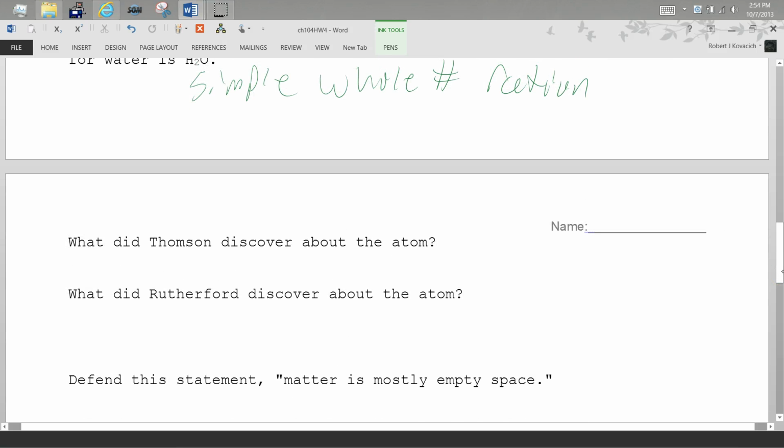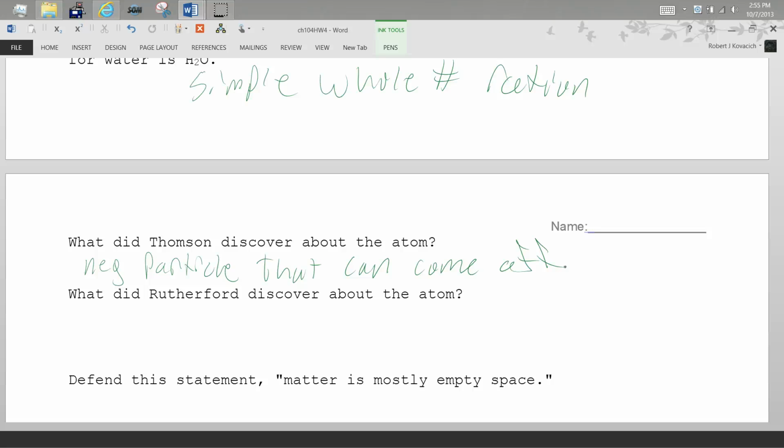What did Thomson discover about the atom? Don't say plum pudding model, because that was wrong. It had the outside of it positively charged, and the inside made up of small. How about that? If you can read that. A negative particle that can come off. That's what he figured out, right? The rest of what he said was incorrect. But he did get that it's a negative particle and that it can come off the atom.